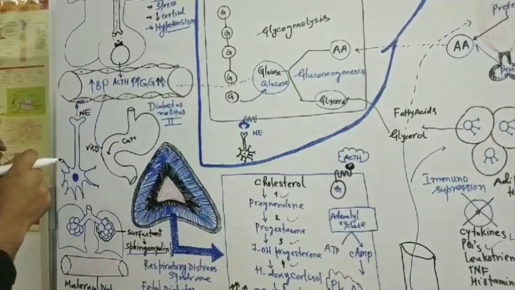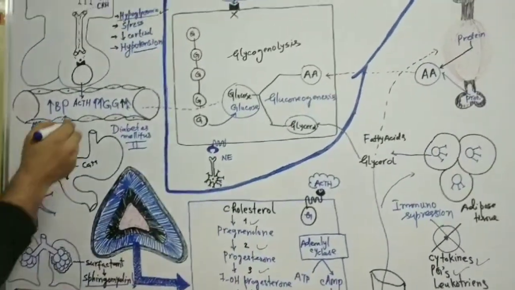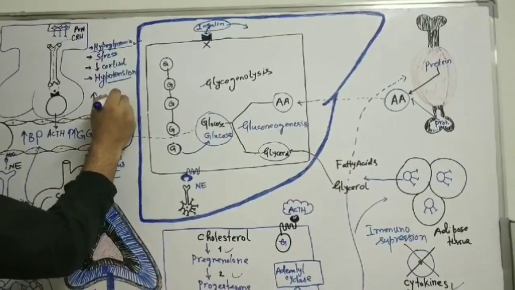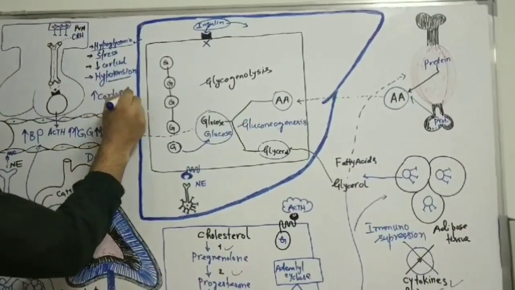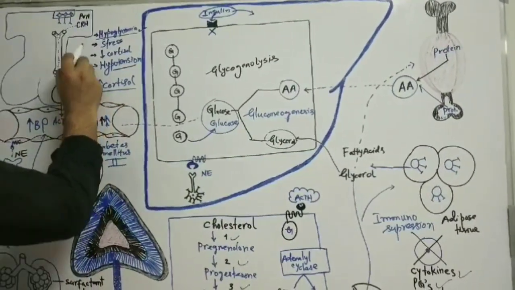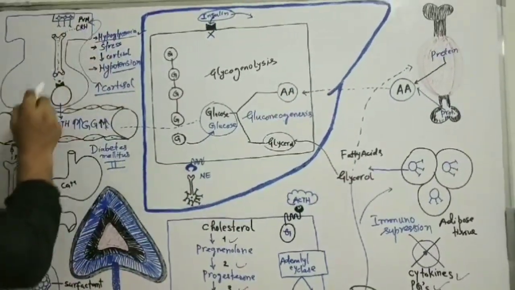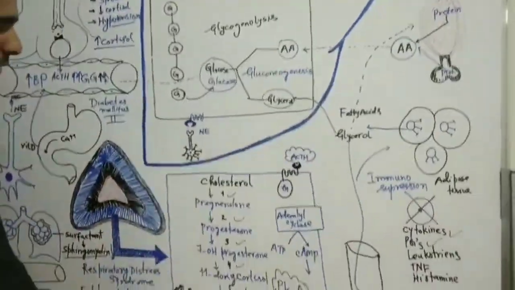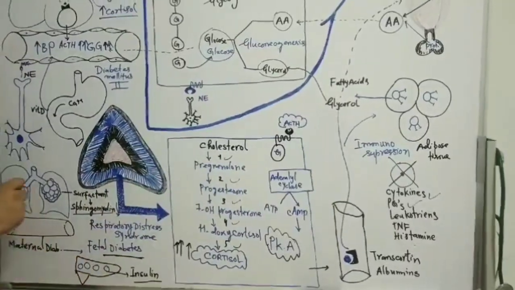Here one point I want to mention: if there is an increase in the cortisol, physiologically this increased cortisol inhibits the paraventricular nucleus and there will be low production of the CRH. Eventually there will be low production of the cortisol.